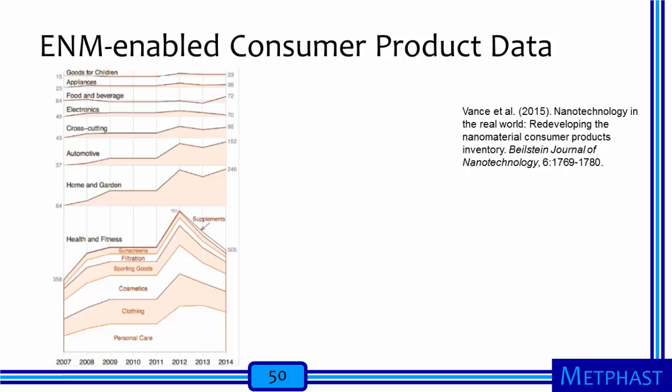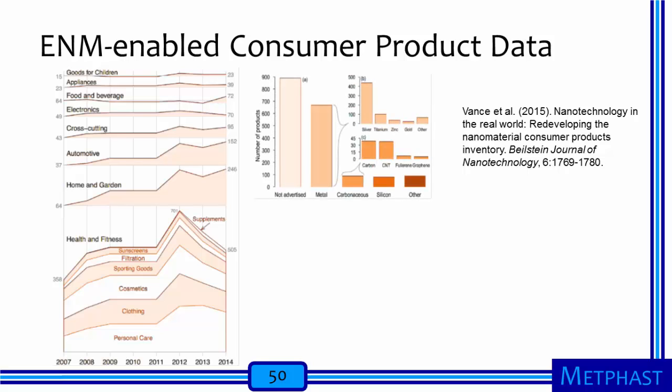While we focus most in this series of modules on worker exposures to engineered nanomaterials, consumers may also potentially be exposed to nanomaterials as they use products. Vance and co-authors summarized a database of available nanomaterial-enabled consumer products collected through 2014. The single largest block of products that they identified was in the area of health and fitness, which includes personal care products, clothing, cosmetics and sunscreens, and sporting goods. There are a substantial number of home and garden and automotive products as well. Other categories include electronics, food and beverages, appliances, goods for children, as well as cross-cutting products.